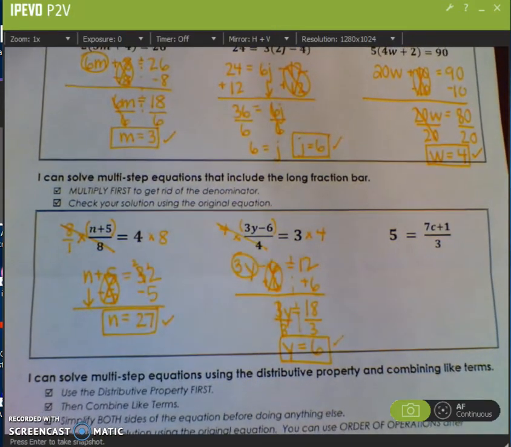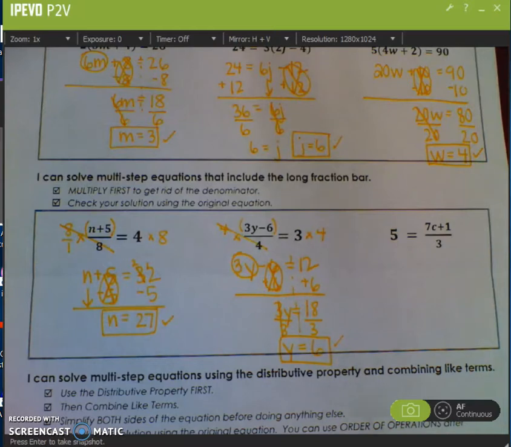At this point, I would encourage you to pause the video and try the next one on your own, and then replay the video to check your answer at the end.